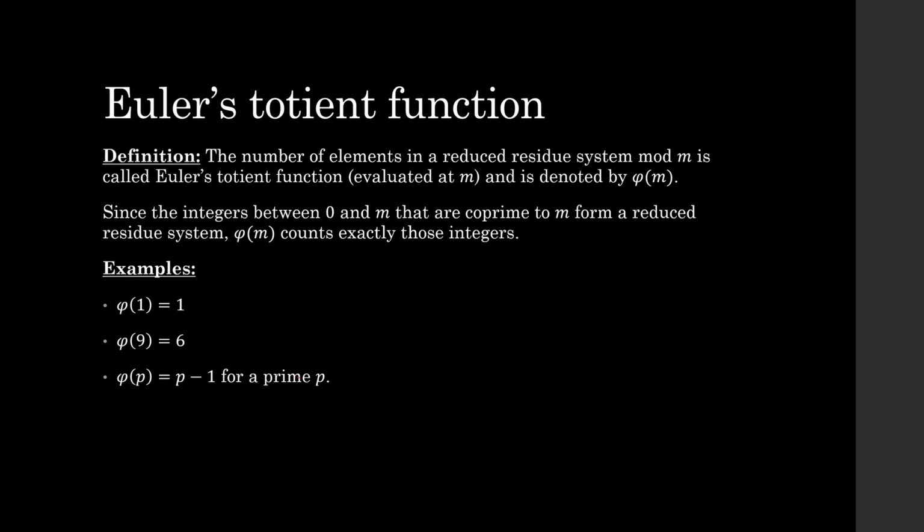And in general, phi of p, where p is a prime, is going to be p minus 1. That makes sense, because every integer is coprime to a prime unless it's a multiple of that prime. So all the integers that are smaller than a prime are going to be coprime to the prime itself, and there are p minus 1 of those. So that's why we've got phi of p equals p minus 1.